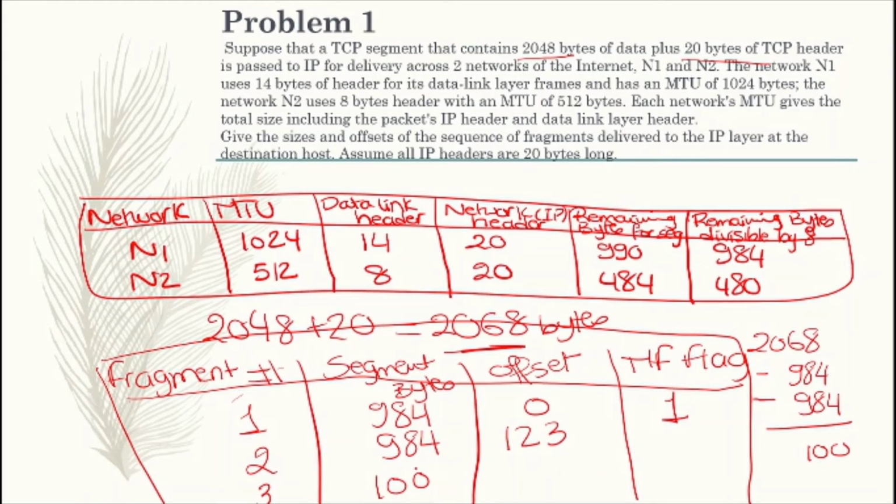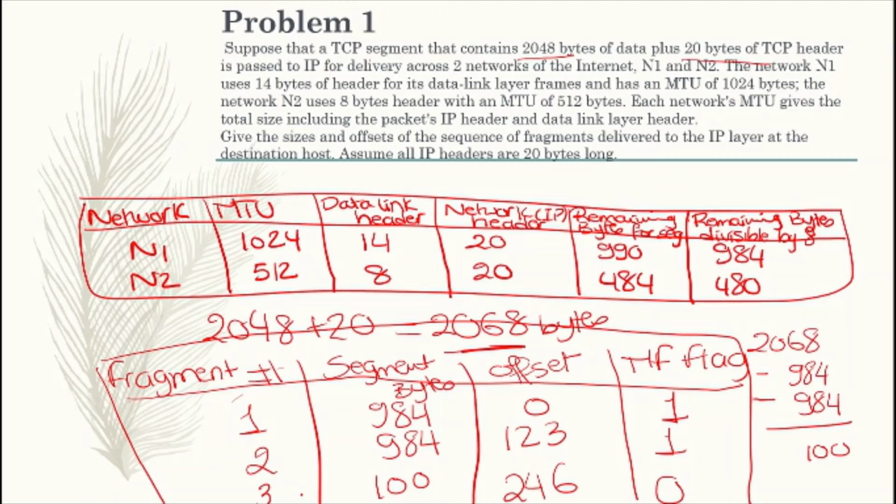The offset for this fragment would be the previous bytes sent divided by 8. So 984 plus 984 divided by 8, we get 246 as an offset. We forgot to write the more fragments flag in the previous fragment, so it would be 1. In the last fragment, it would be 0. So for network N1, the segment which contained 2068 bytes will be fragmented into 3 fragments.